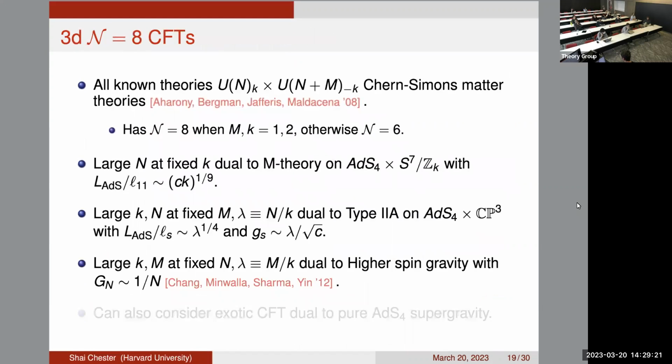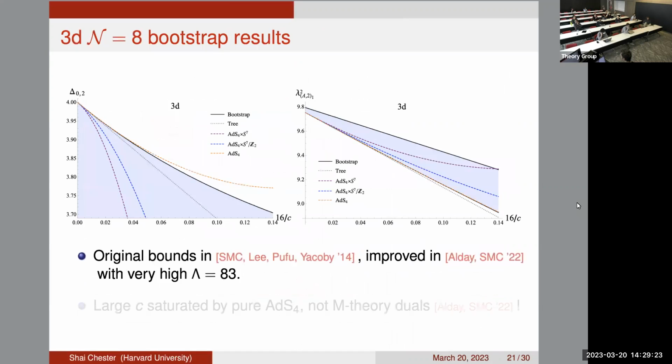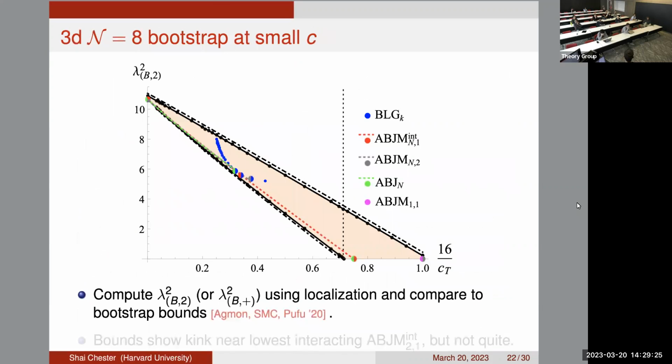So in the 3D case, indeed, we also have a general bound on possible values of C, and that's basically this: the free theory, C equals 16, and then the lowest known interacting theory that we know about is this ABJ1 theory, which has the value of 16 over C given right there. But by contrast, in 3D, there's no a priori theorem saying how low it can go, I think.